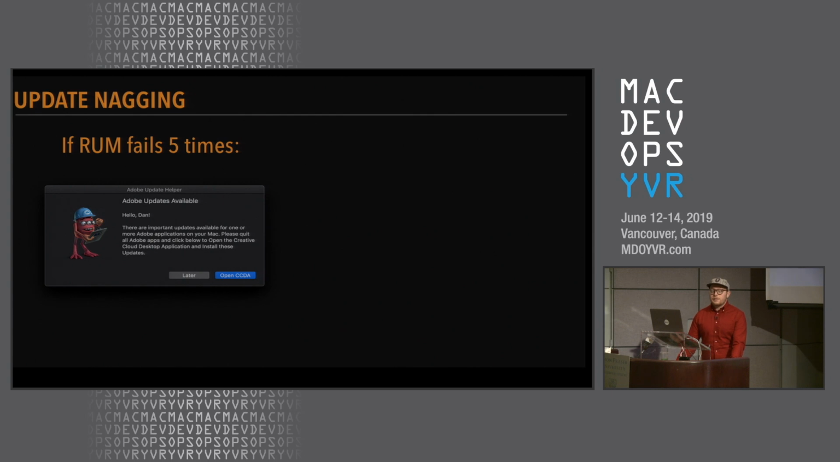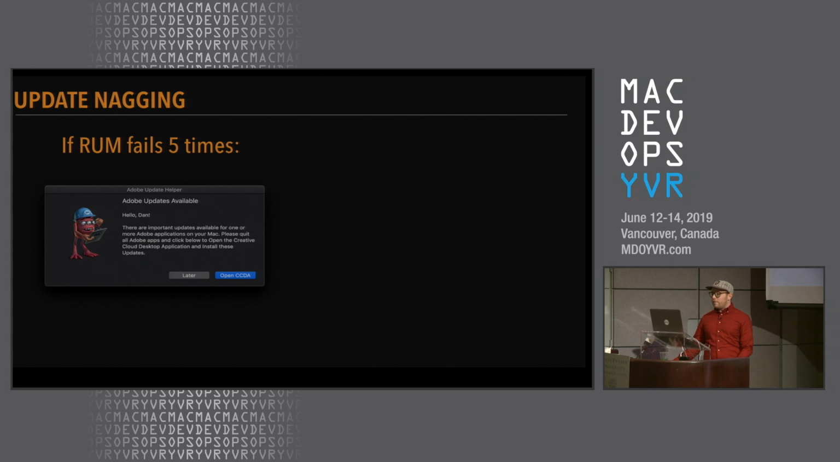If RUM fails 5 times, we pop up a little notification to our user that says, hey, there are some Adobe updates available for your Mac. Could you please go to the Creative Cloud desktop app and install these? And I'm sure if your users are anything like mine, anything that you pop up in front of them, they're just going to say, no, later, dismiss, remind me later, whatever.